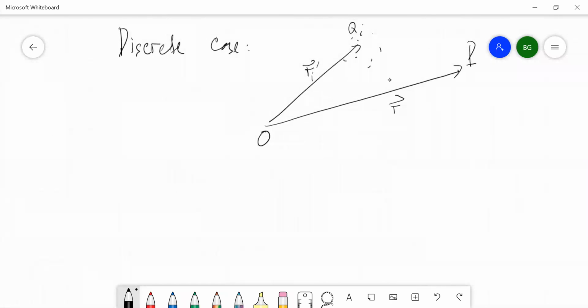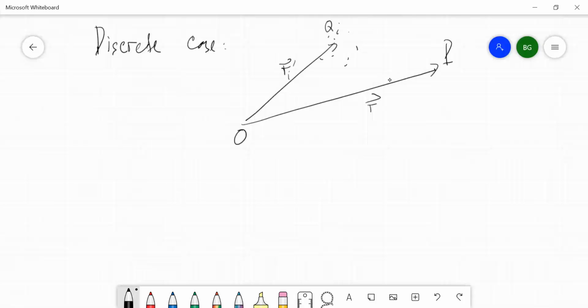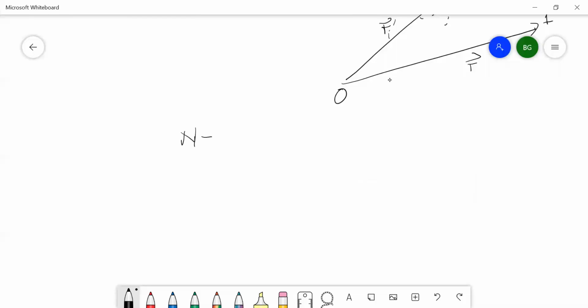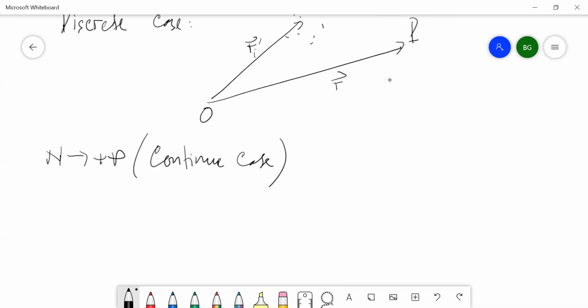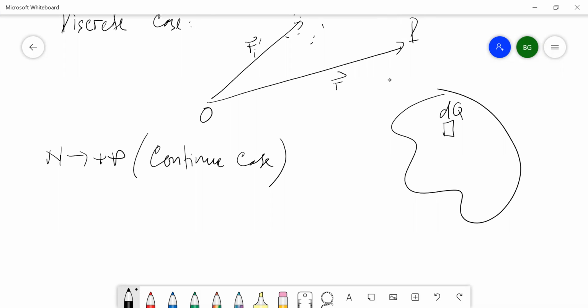And if n goes to infinity, so in the case that we can approximate the computation by using integral, the continuous case. So it means that this is an infinitesimal charge, and they have position prime with respect to this origin.